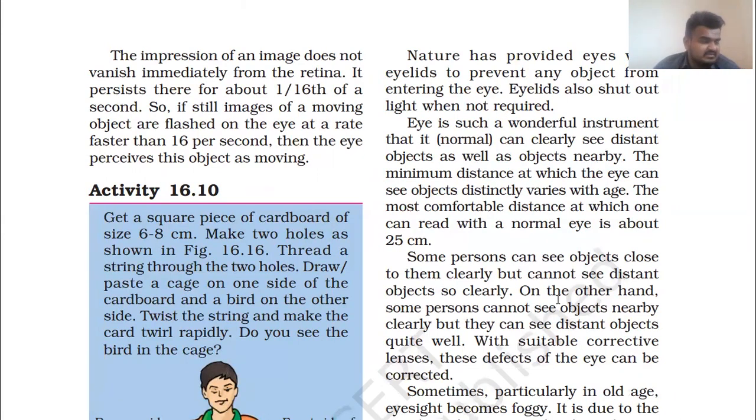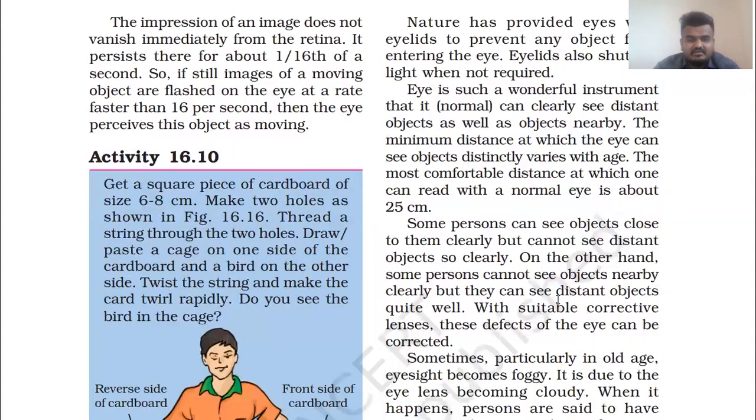Let's take this mobile. This is one image, two images, three images, four images. If I move this mobile from right to left, then it will be some images striking your eye. As the rate of images is higher than 16 per second, you will observe this mobile as moving.